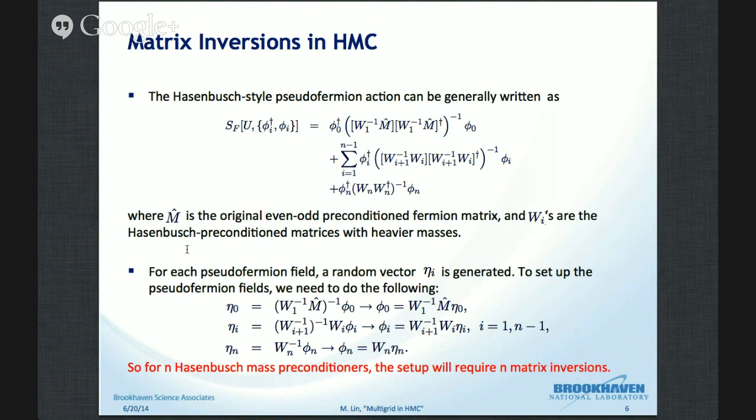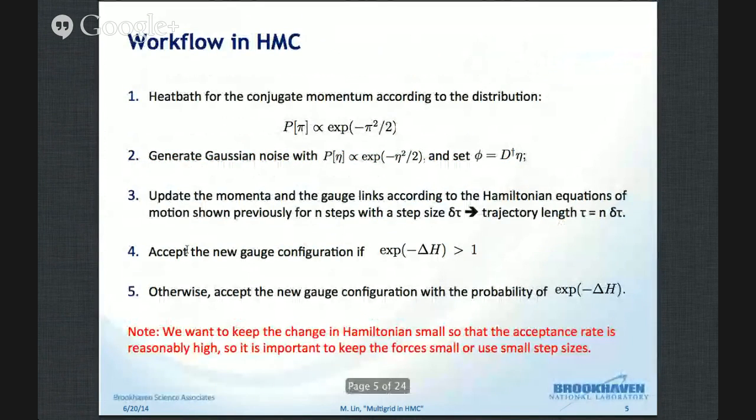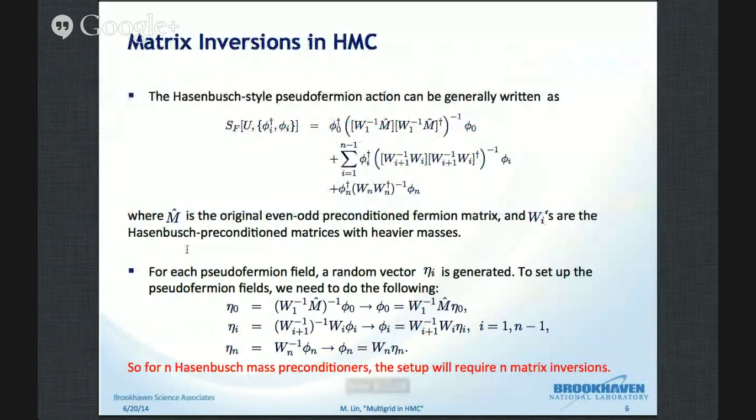First, when you assign the pseudo-fermion field at the beginning, if you use just a regular pseudo-fermion action without the Hasenbusch style terms, then you don't really need to do the inversion, because you can just set phi equal to the product of the matrix D and the noise. But if you use the Hasenbusch terms, then you'll have additional terms like this.